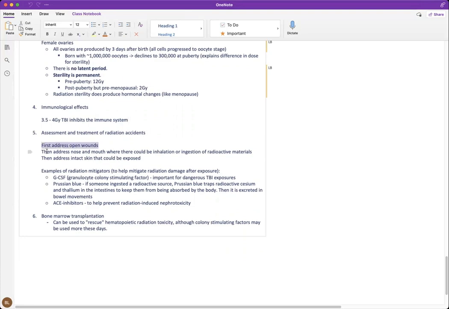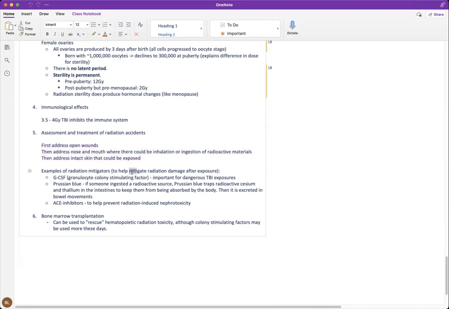First, address open wounds. Then you address their nose and mouth where there could be inhalation or ingestion of radioactive materials. So if they have a bunch of powder on their face, wipe it off. Then address intact skin that could be exposed. So check their skin and wipe their skin off, or if their clothes are drenched in some radioactive paint, take the clothes off. But you want to do it in this order. Very specific about that.